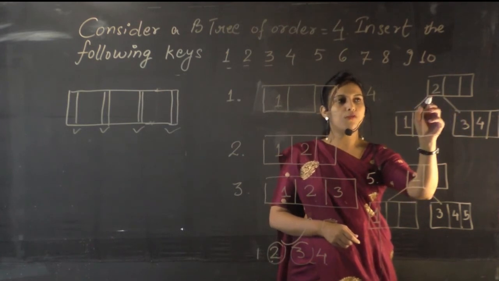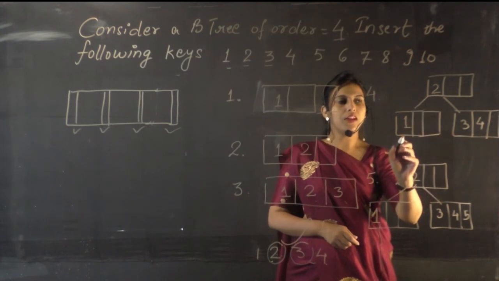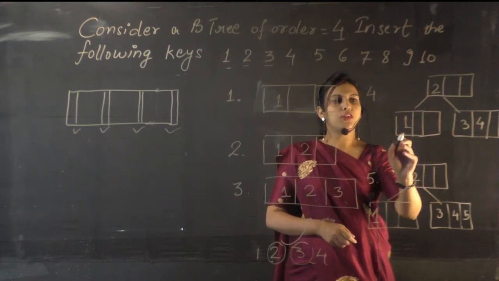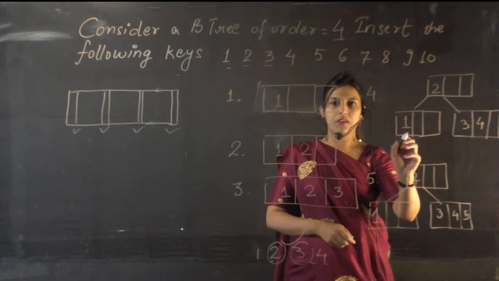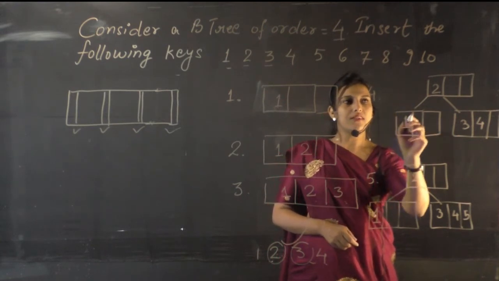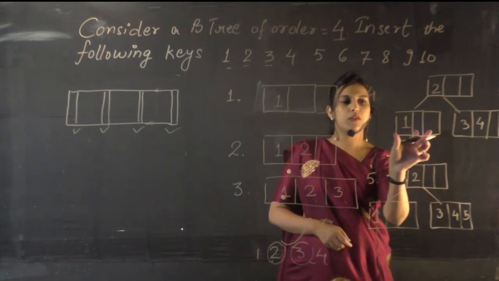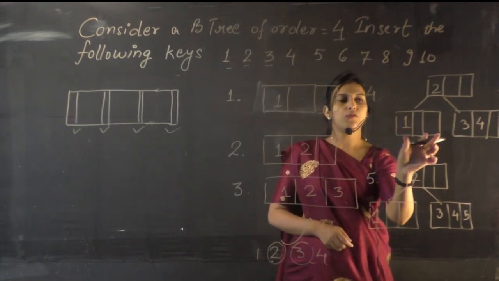So 2 now will become the new root of the tree, and in the second level, at the left side of the 2, the smaller elements will be inserted, the elements that are less than 2. So 1 is less than 2. So 1 has been moved to the left part of the 2.